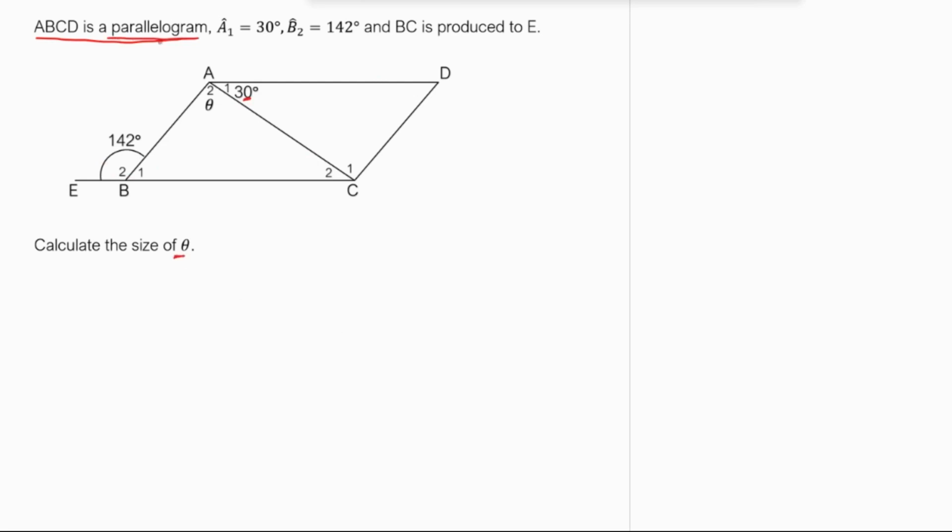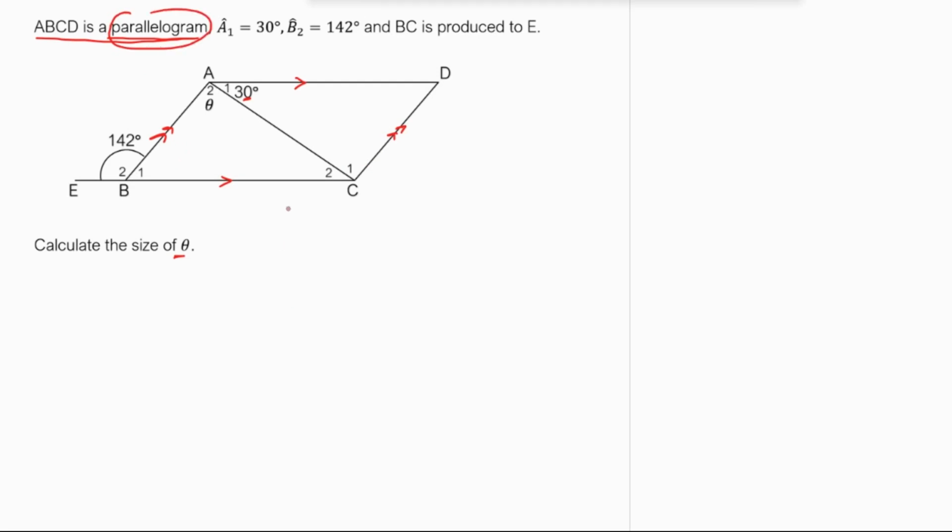This is very important. We have to know the properties of a parallelogram. The opposite sides of a parallelogram are equal and parallel. So it means that AD is parallel to BC, and they are also equal. AB is parallel to CD. You have to remember that. So that's what we get from this.